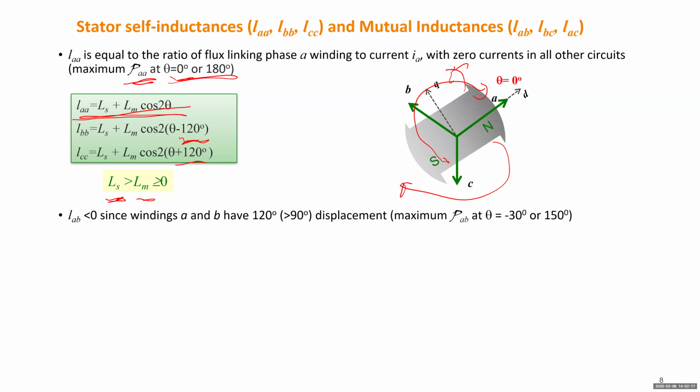Next, we can use the LAB as one example. For the LAB, it's about the mutual inductance due to the currents in the windings A and B. Because A and B are separated by more than 90 degrees, if the current changes in winding A, it will influence the flux linkage of winding B. So this mutual inductance cannot be positive, it will be negative.